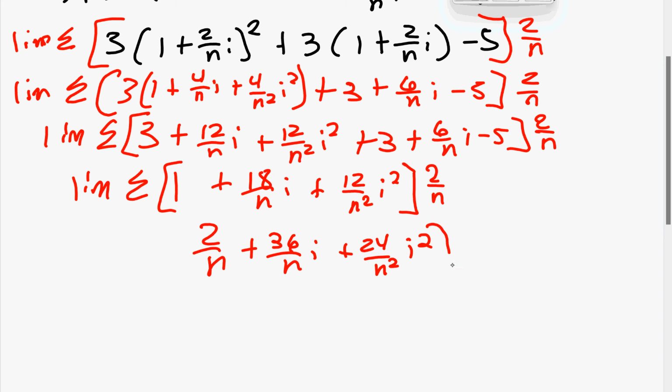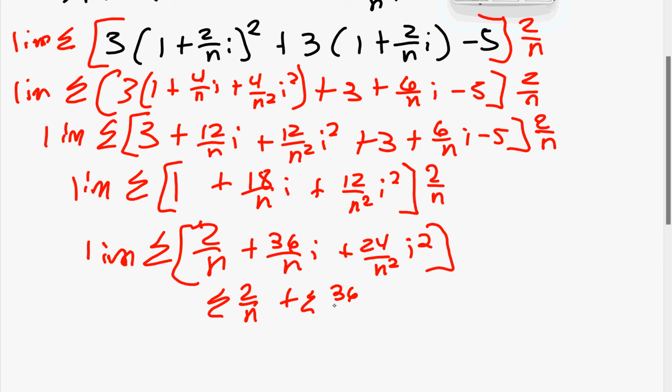Okay, and then now we'll be taking the sum of these and then taking the limit. So taking the sum would be the sum of 2 over n, and then plus the sum of 36 over n times i, and then plus the sum of 24 over n squared i squared.